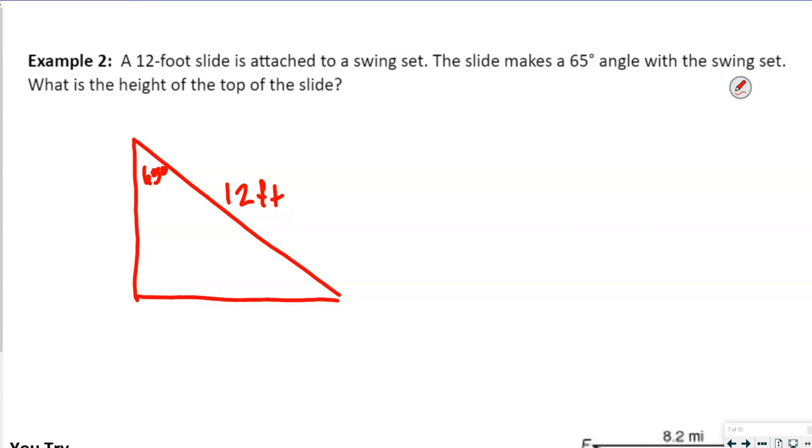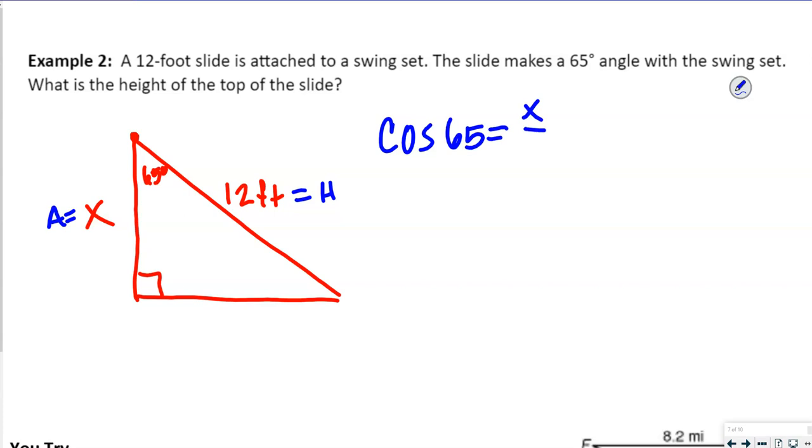And then it says, what is the height of the top of the slide? So we're looking for height over there, right? So wouldn't this be the top of the slide right there? Okay, so again, we got a right angle here, so we got a hypotenuse, right? And then we got the side that's adjacent to the 65-degree angle, right? So what ratio is that? You got it, cosine. So the cosine of 65 is equal to x over 12.